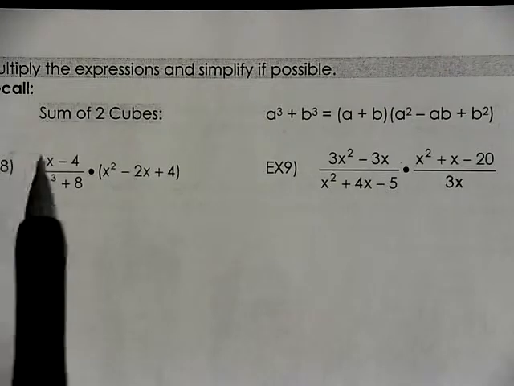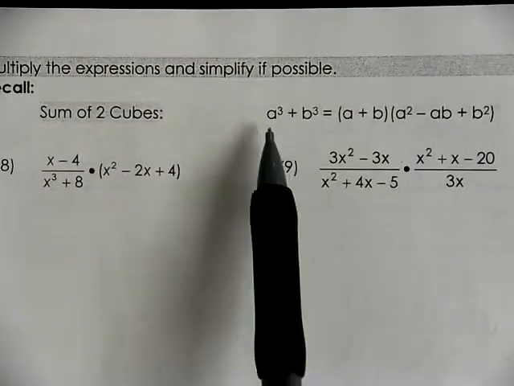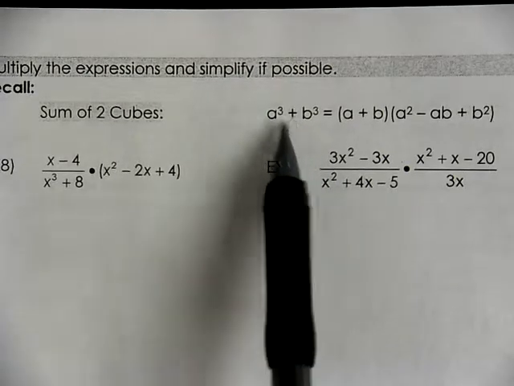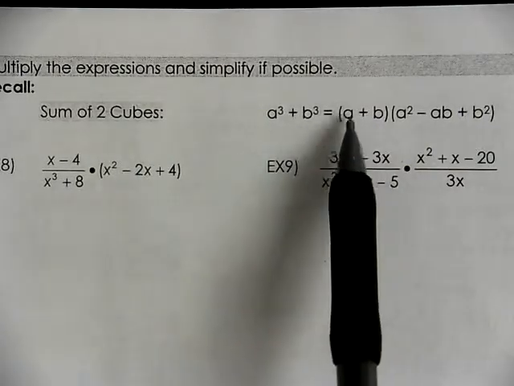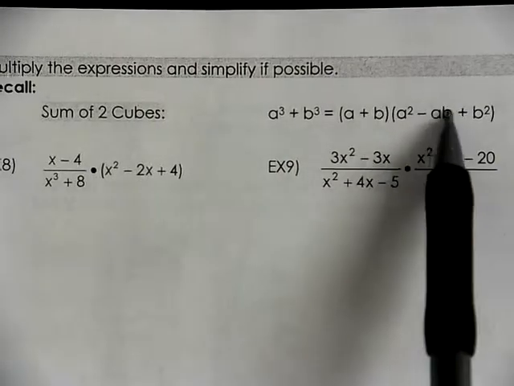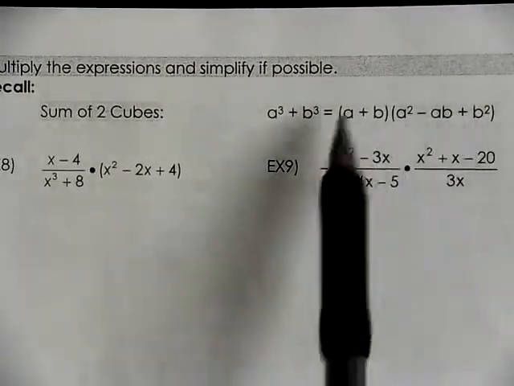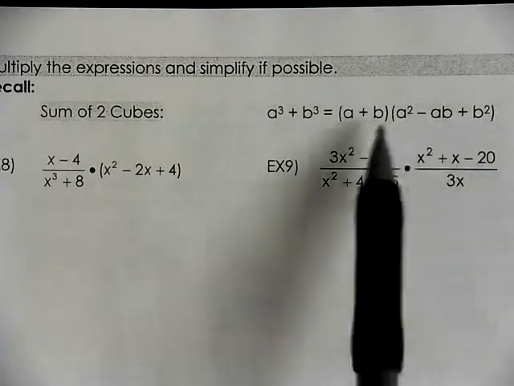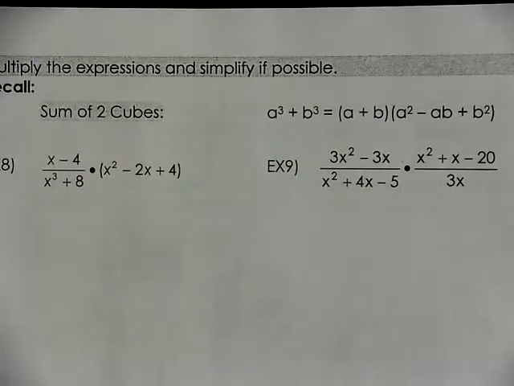On the second page, here's your formula for the sum of two cubes. If you have two cubics that are being added, you take the cube root of each of those numbers, and then you square the first term, you multiply the two together and change the sign, and you square the second term. You can always check this by distributing through the A and then distributing through the B and collecting your like terms. You're going to end with what you started with.